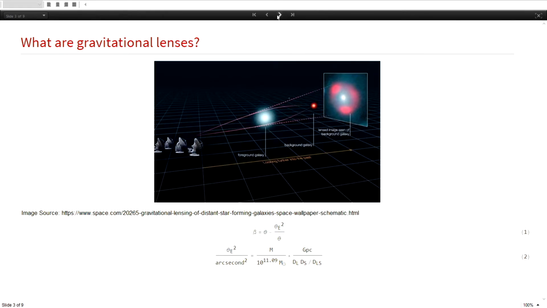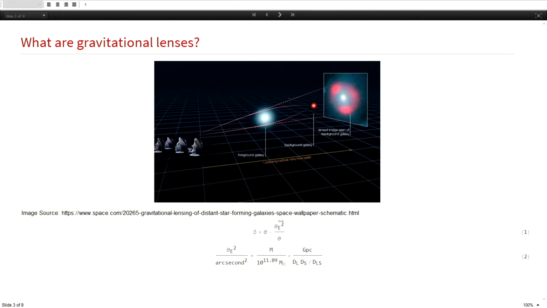For those of you who don't know, when you have a galaxy far away, like this one, it looks very small, and then you have a very massive galaxy in front of it, the light from this one would get bent by the gravitational field of this one and be focused on Earth. And it magnifies the image of this background galaxy. And you can see the equations that are governing gravitational lenses. So this is a very powerful tool because we can't build telescopes this powerful, and they are there for free. We just have to find them.